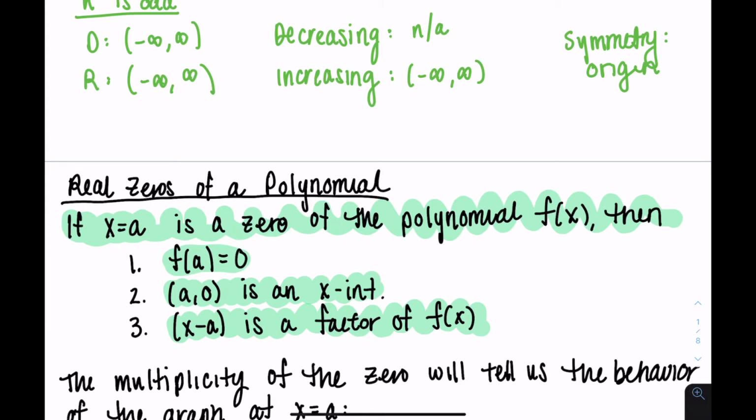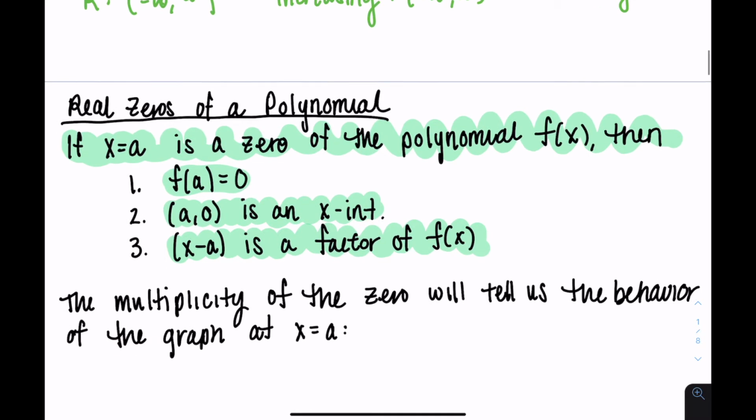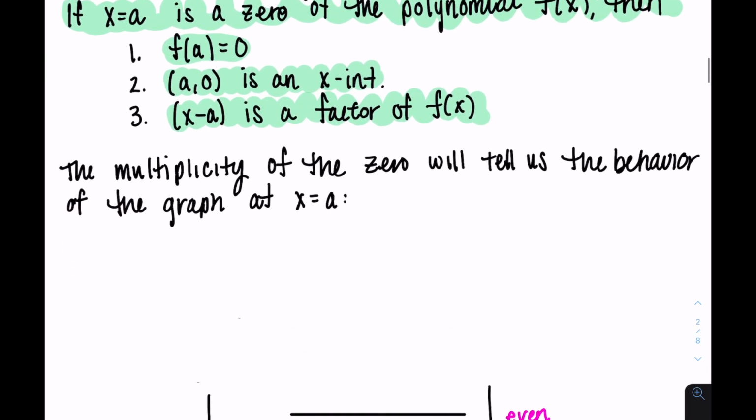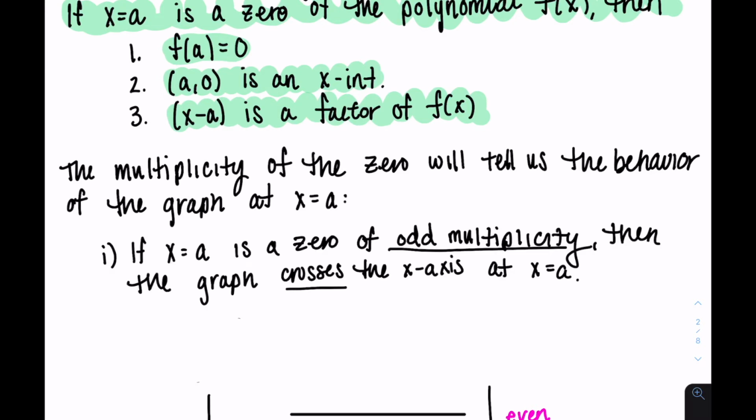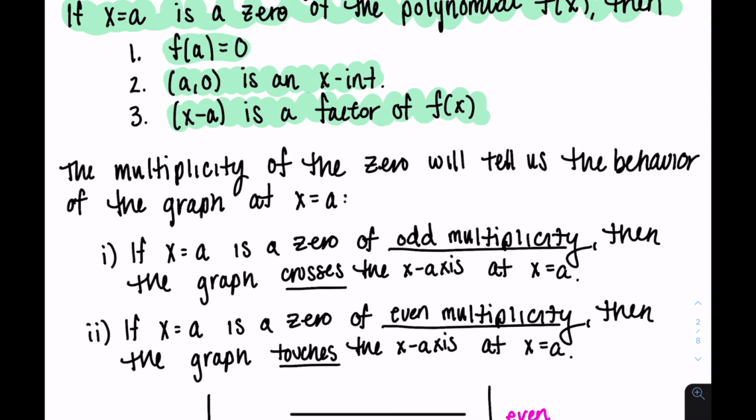So you get all that information just by knowing that something is a 0. The multiplicity is going to tell us what the behavior of the graph is at that specific intercept. So in the case that x equals a is a 0 of odd multiplicity, your graph is going to cross through the x-axis.